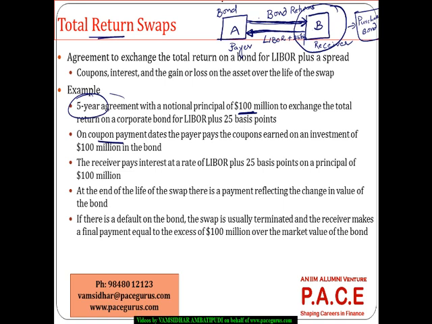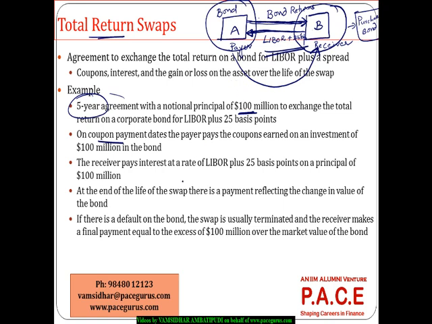But actually, the bond is with A. A has purchased the bond and he is giving all the returns of that bond to B. So it looks as if B has purchased the bond because he is getting the return. And it looks as if A has funded it. A has funded B to purchase the bond because A is receiving some interest rate, not the bond rate. He is getting LIBOR plus 25 basis points, which is a kind of an interest rate for giving some $100 million to B as a loan to purchase the bond. So it can be transformed in that way as well.